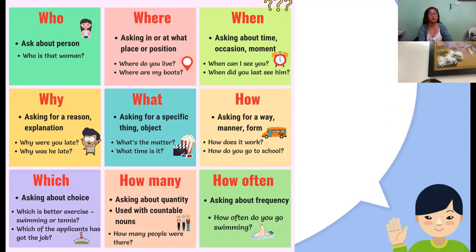How many is used in asking about quantity. How many? Is it one? Is it two? Is it three? It is also used with countable nouns, the nouns that we can count. Like people, we can count. Anything that you can count, you can put 1, 2, 3, 4, 5, 6, 7. That's how many. How many people were there?